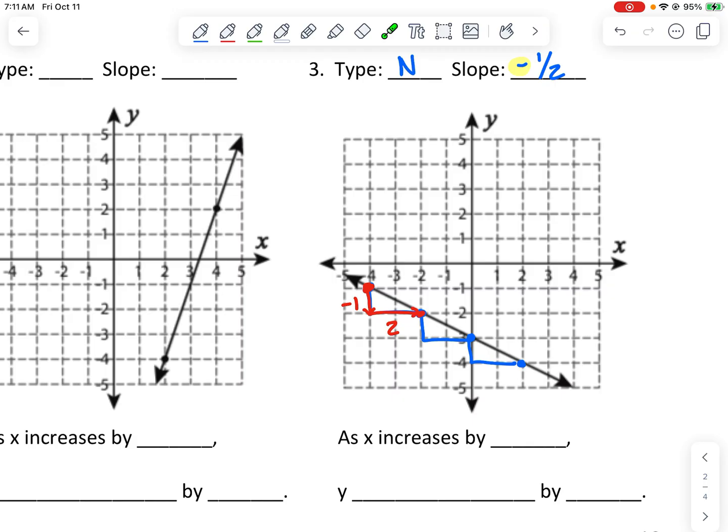If I had used the original 2 points, these 2, I would have gone down 2 and over 4. And we know that -2/4 is the same thing as -1/2. So in this case, my x is still increasing, going left to right, but my y is decreasing. So as x increases by 2, y decreases by 1. I like to always write my sentence with the most simplified form of my slope. It wouldn't be wrong if you said as x increases by 4, y decreases by 2, but if we can simplify, that's our best answer.